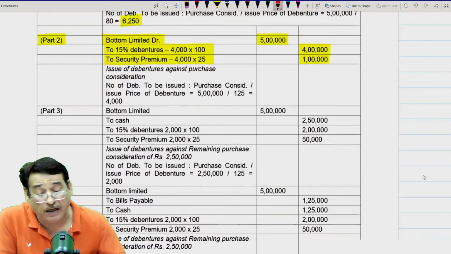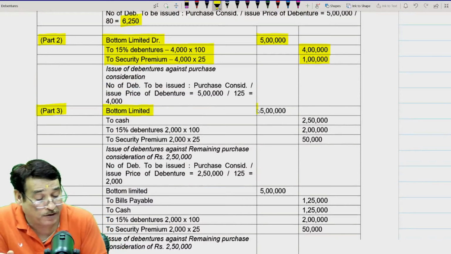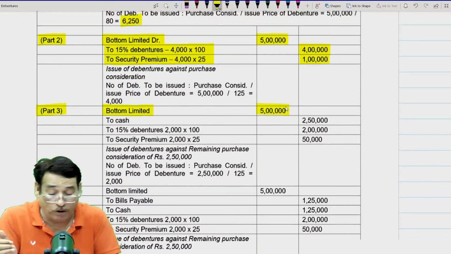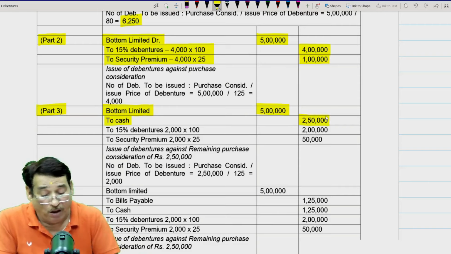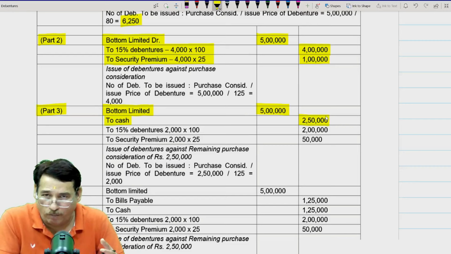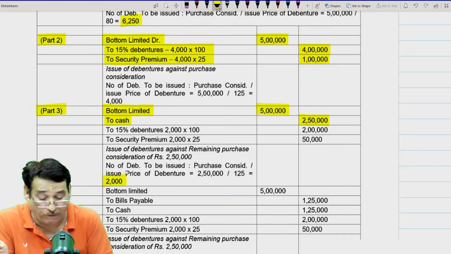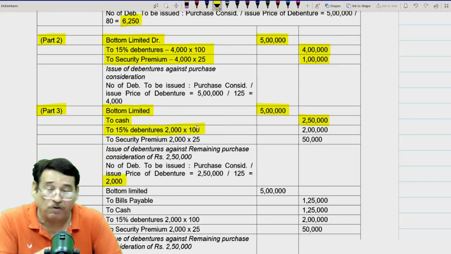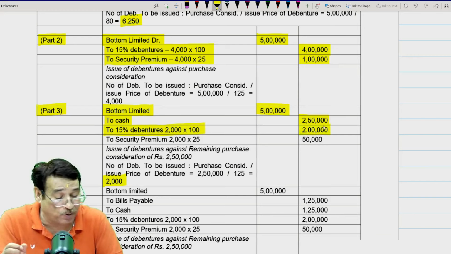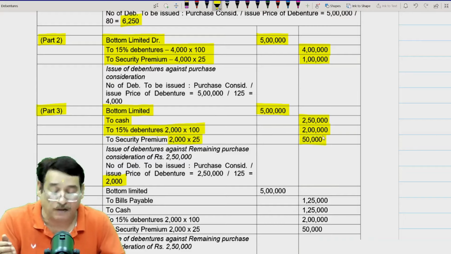For example, in case of part 3, Bottom Limited account, you are supposed to make a payment of 5 lakh to Bottom Limited. So to cash, 2,50,000 as I just told you. Now further 2,50,000 you will have to pay. 2,50,000 divided by 125 will be equal to 2,000 debentures. I have done the working here. So you will write here to 15% debenture, 2,000 into 100, that is equal to 2 lakh. And to security premium, 2,000 into 25, that is equal to this much.